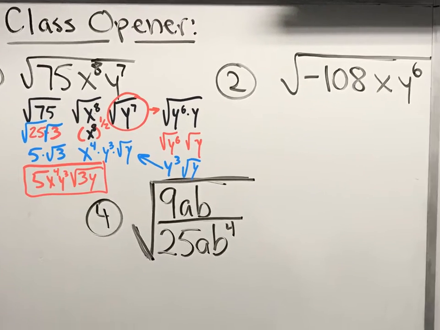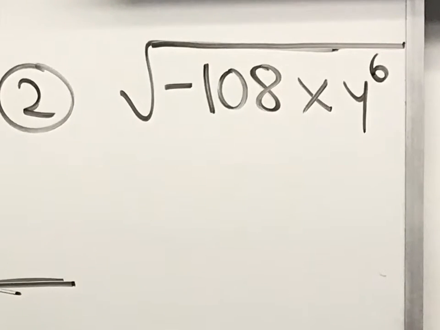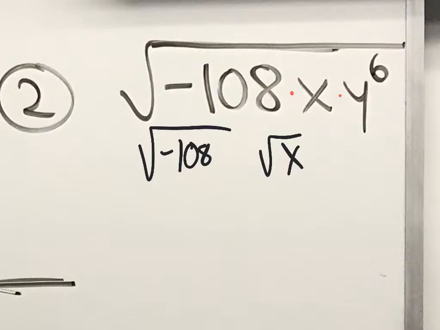Let's move on to number 2. Again, square root. We're going to split up everything. There's multiplication between everything. So when I split it up, I'll have the square root of negative 108. I'll have the square root of x, which is going to stay the square root of x, and the square root of y to the 6th. And that's an even power, so it works out pretty good.